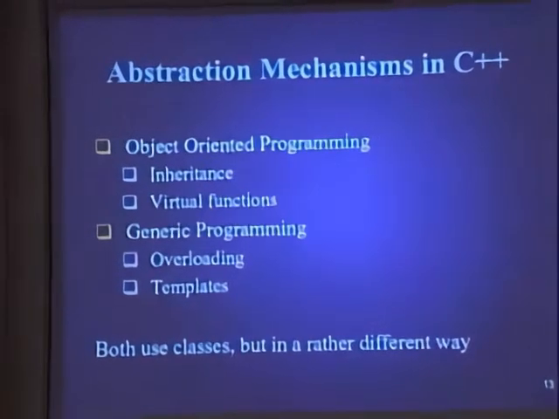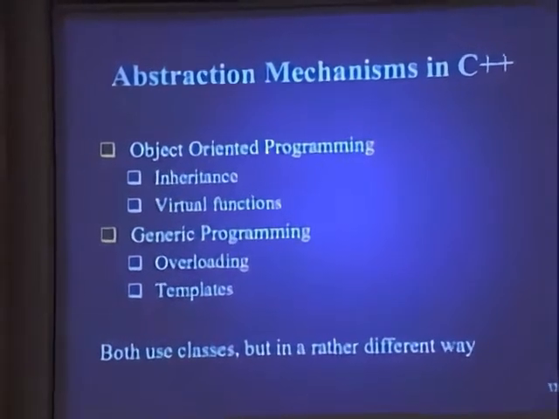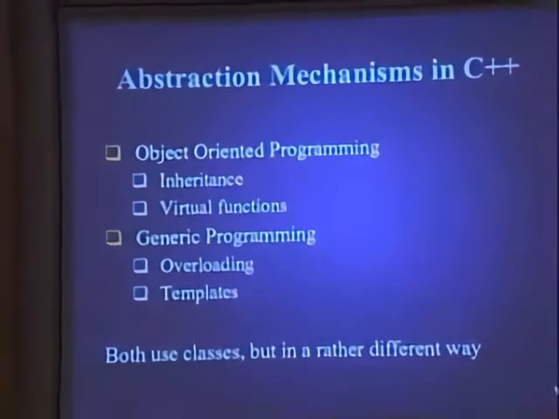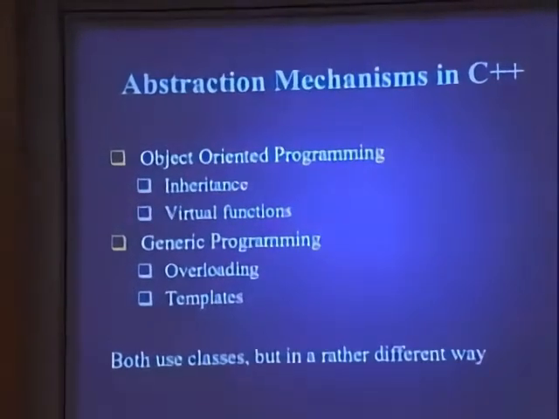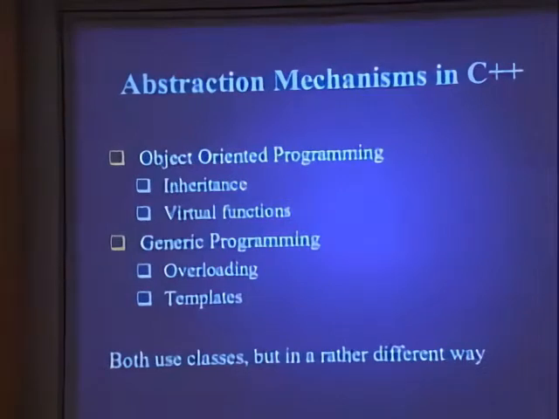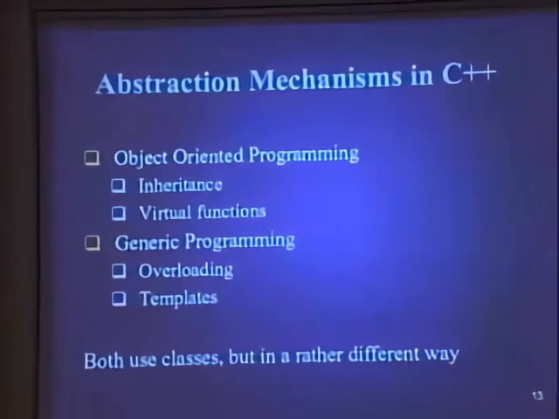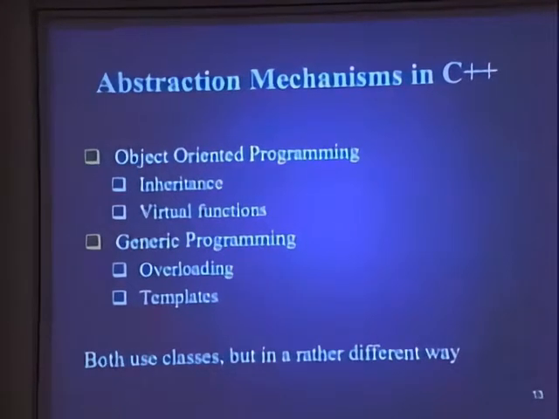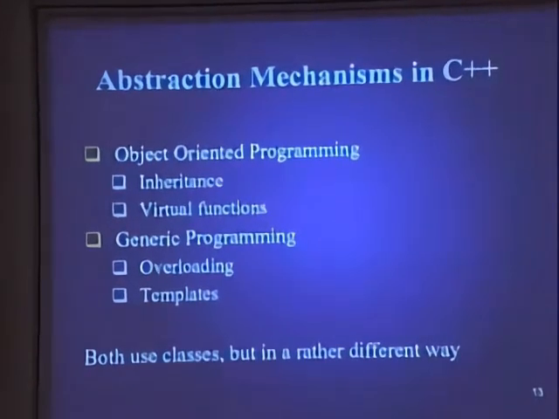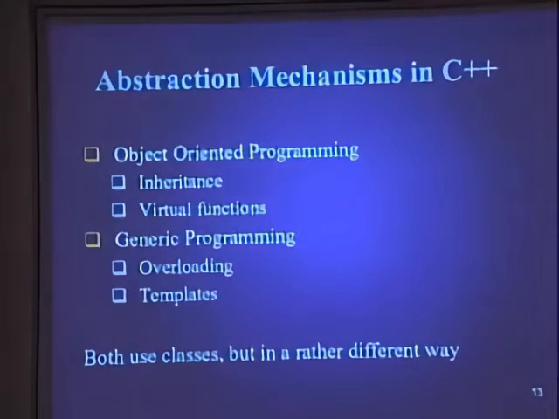There are two mechanisms which attempt to do one thing, which allow us to produce reusable abstract components. One is object orientation. Another one is generic programming. They try to do the same thing. Why do we have two mechanisms? Well, the answer is very simple, because both of them are actually quite broken.